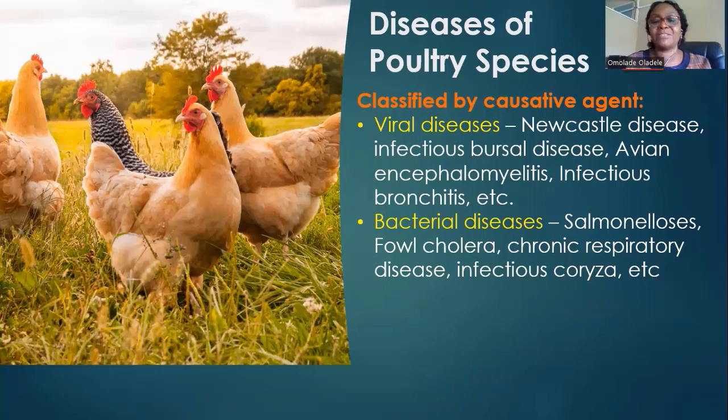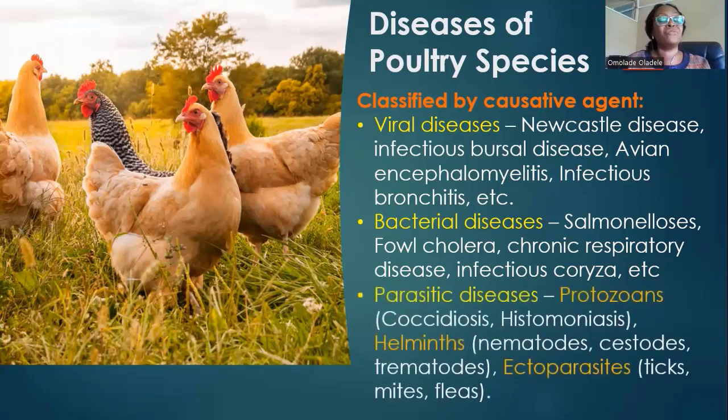And then we have bacterial diseases like the salmonellosis. I want you to mind the spelling, S-E-S. It shows it's plural. It shows it's a group of diseases. And under that, you have fowl typhoid, pullorum disease, paratyphoid infection, and then you have fowl cholera caused by Pasteurella multocida. Then the chronic respiratory disease is a mycoplasmal infection. You have infectious coryza, also caused by Haemophilus paragallinarum, and many others, E. coli infection, and so on.